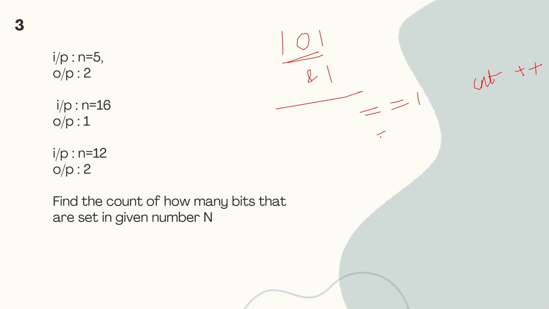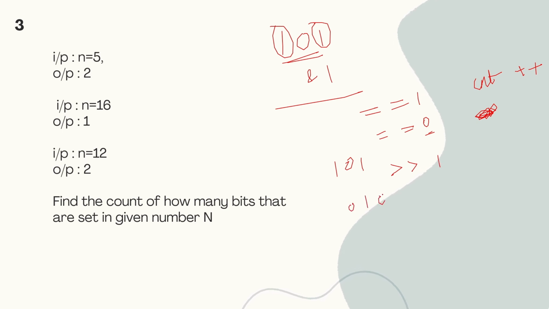If you are getting it as 0, then don't do anything. Then you simply need to right shift it. Don't think that you need to right shift only when it is 0, but you need to right shift every time, because by right shifting you are going to know which bits are set. So in this 101, if I right shift it one time, then I'm going to get 0 1 0. Hope you got it right.